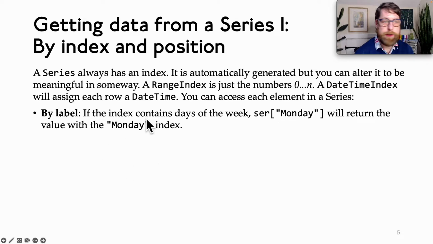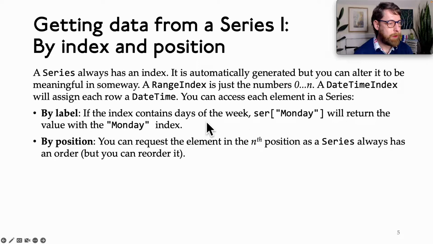But you can access each element in a series. You can do it by label. So if, in the ones over there, we had the index being days of the week, and Monday is one of them, it'll return whatever the Monday value is. Notice that Monday here has an uppercase. Indeed, Python is pretty case sensitive everywhere, so you're going to have to watch that. You can also get it by position. You can request the nth element in a series. And the series is always going to have an order, even if you can reorder it.